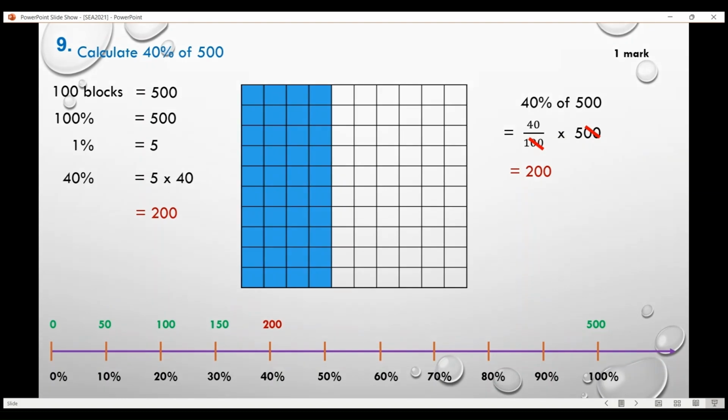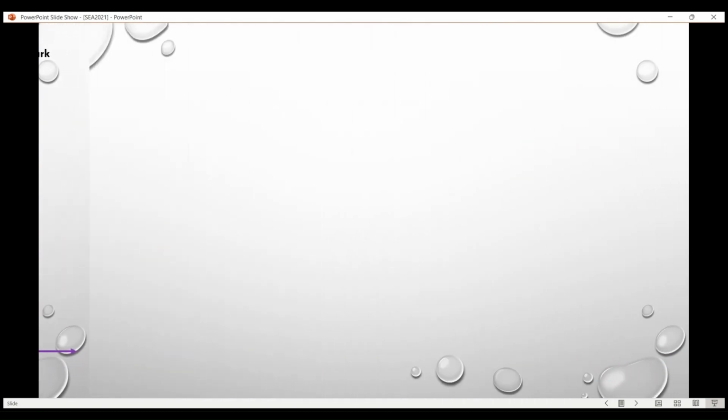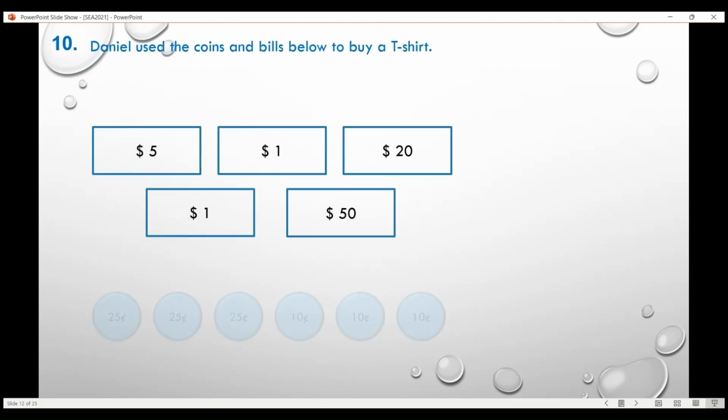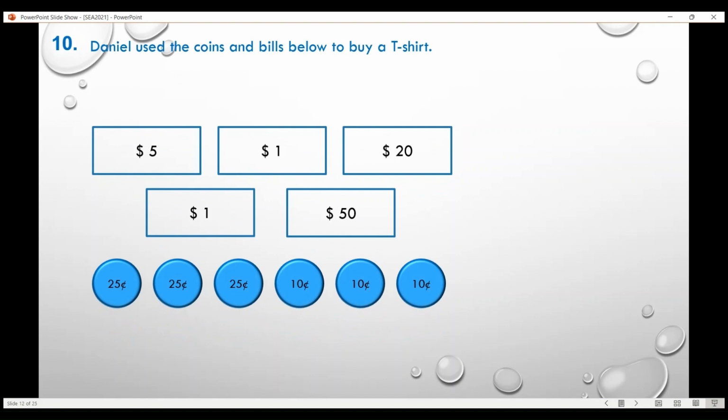Let's go look now at the next question, where we've reached the middle of section 1, which is number 10. Daniel used the coins and bills below to buy a t-shirt. So look at the coins. He had a $5 bill, $1 bill, $20 bill, $1 bill, $50 bill, and those 6 coins.